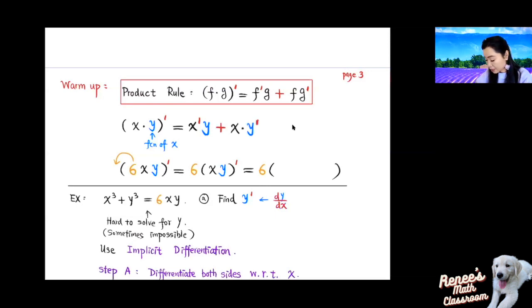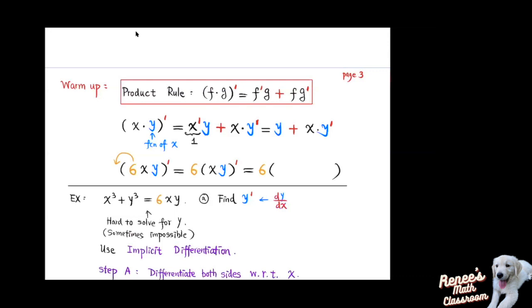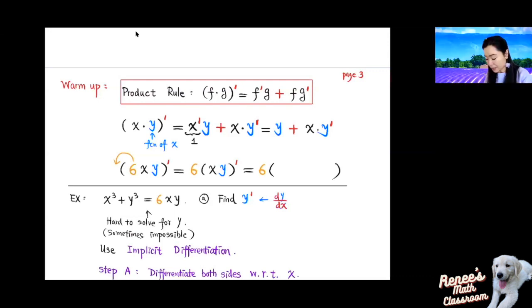So that's equal to x prime, which is just 1. 1 times y is just y. So you have y here, and then adding x times y prime. Do you guys get it? Okay. Now, if you have a 6 in front of that function, then we just bring out this 6. That's a constant multiple. So you have 6 times this part over here.